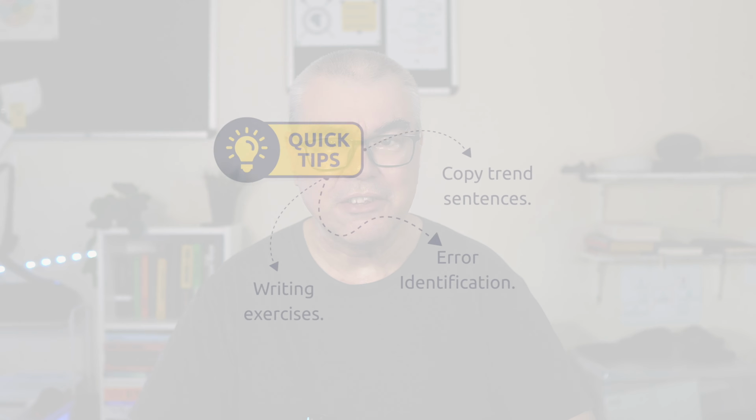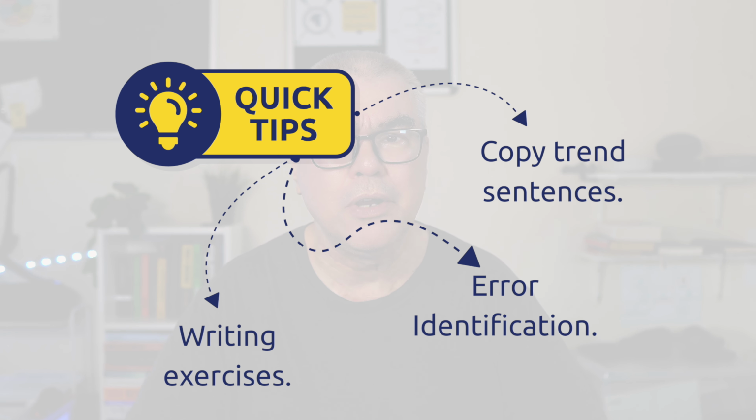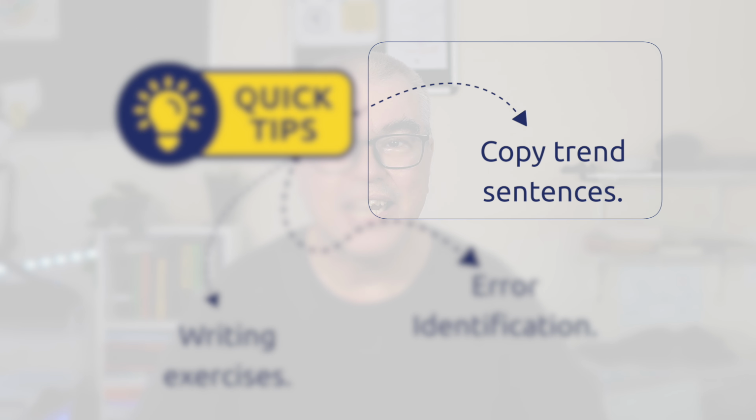Here are a few tips to practice writing trend sentences. The first tip is simply to copy out some trend sentences. And in fact, again, I'll put a link in the description where I've got a worksheet for you where you can practice these trend sentences. The first exercise is to simply copy out some sample trend sentences so that you become a lot more familiar with how both of these sentence structures work.